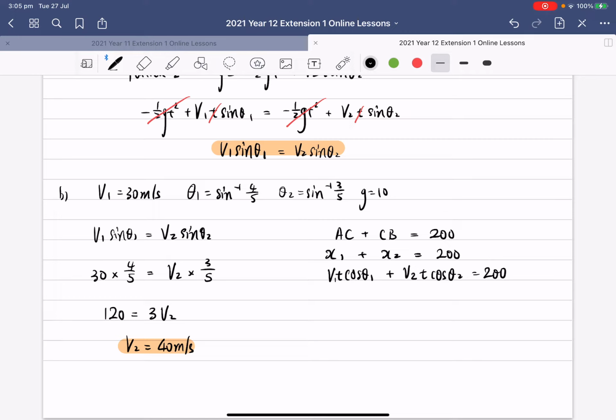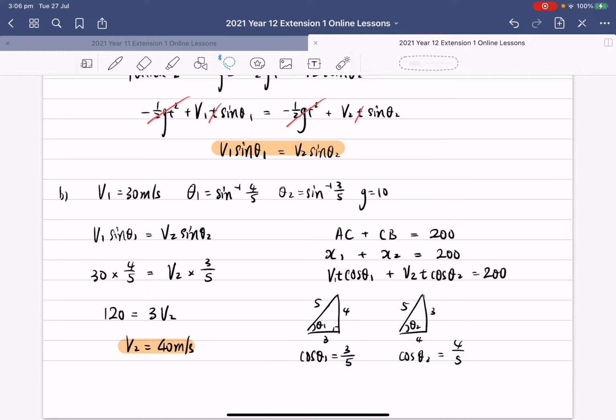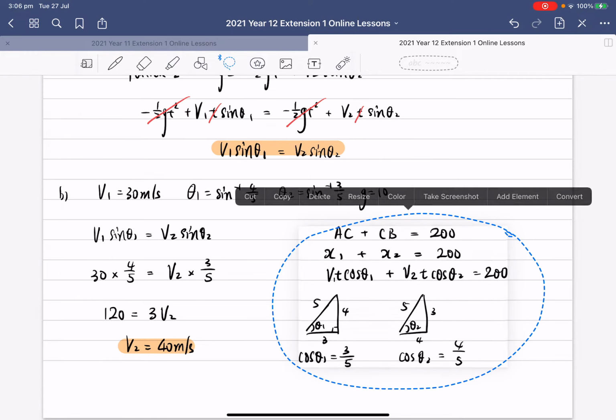Okay, so from here, how do I find cosine theta 1 and cosine theta 2? Well, you have sine theta 1 and sine theta 2, and you can just draw right angle triangles. That's theta 1, that's 4, that's 5, according to the conditions here. So now we know that cosine theta 1 is 3 over 5, and from here we also know that cosine theta 2 is 4 over 5. Once we know this information, let me just do it on the next page.